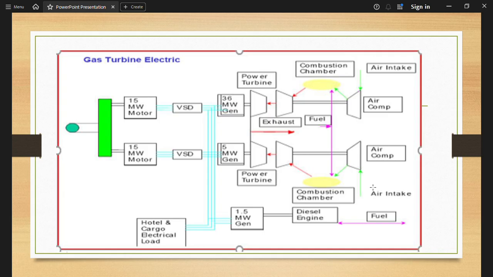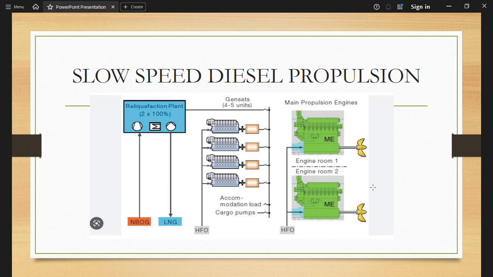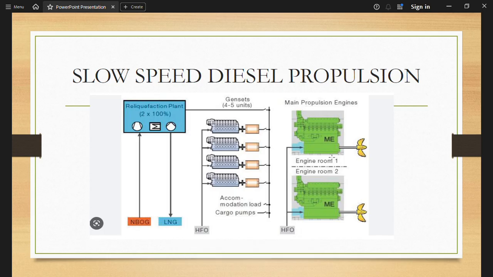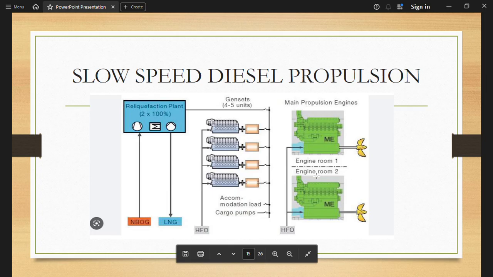Okay, we'll move further. Slow speed diesel propulsion. When we speak about slow speed diesel propulsion, we have a liquefaction plant 2 into 100% when they are running non-boil-off gases, and then we have LNG. Then we also have HFO, which will go to the generator set. We have 4 to 5 units of generator. Now this will go to engine number 1 and engine number 2, and through this engine it is rotating the propeller. So here you will have propulsion through the engine.